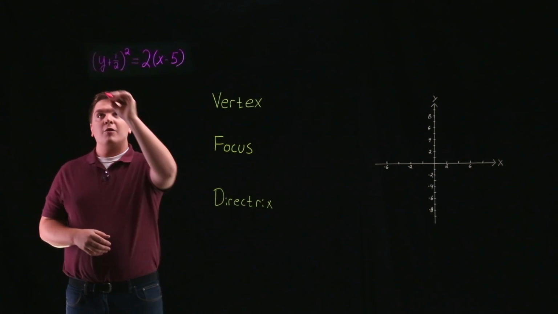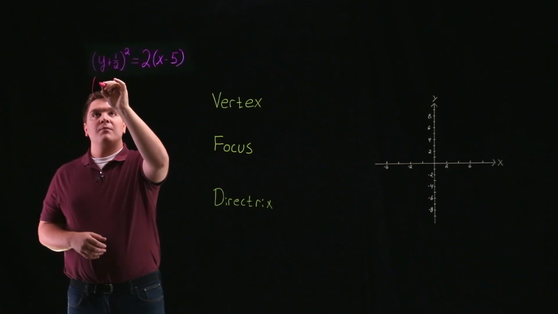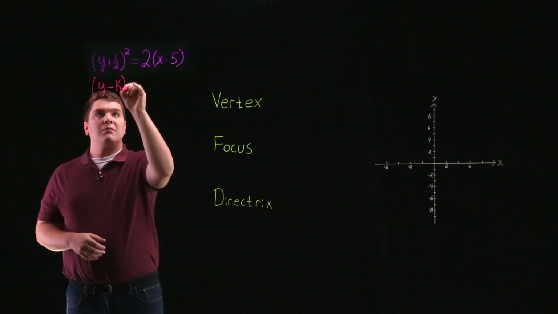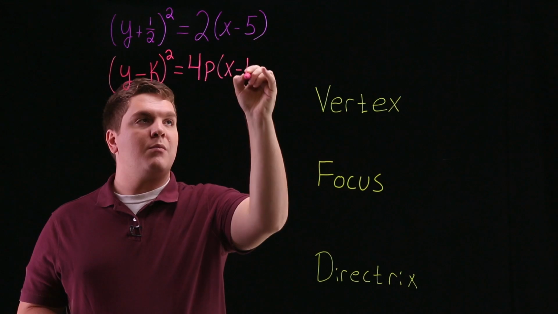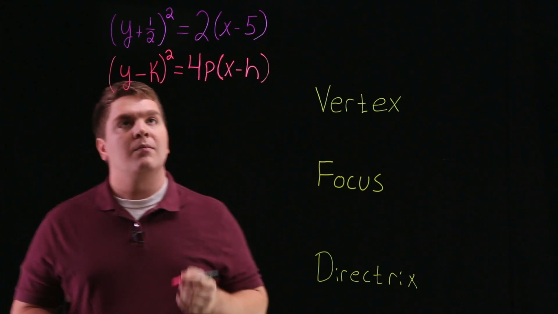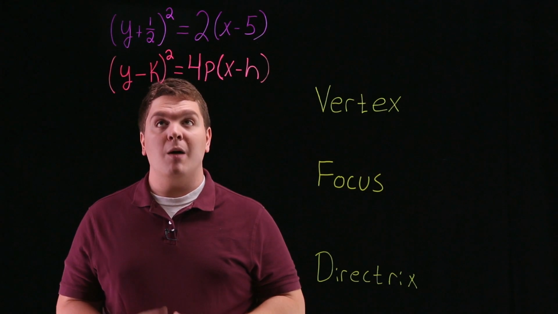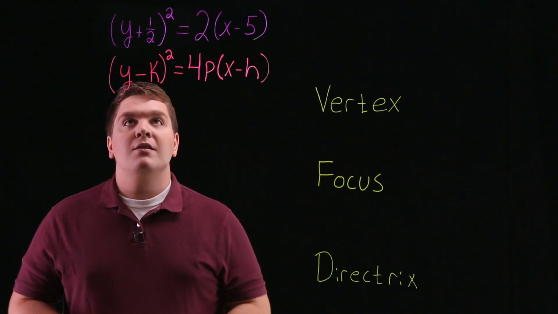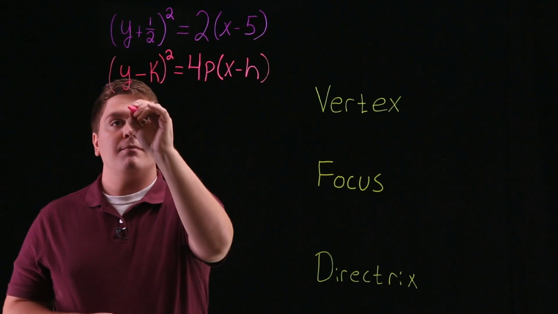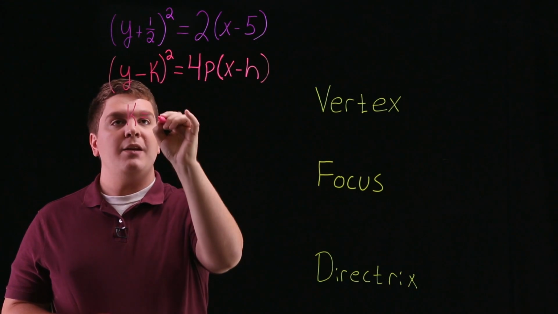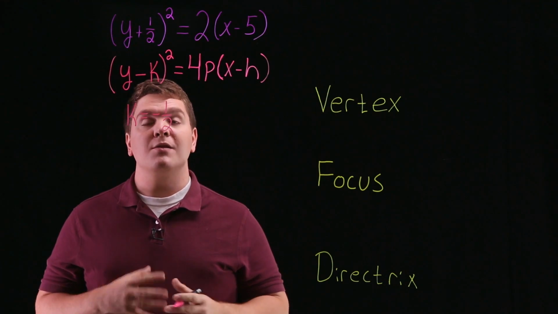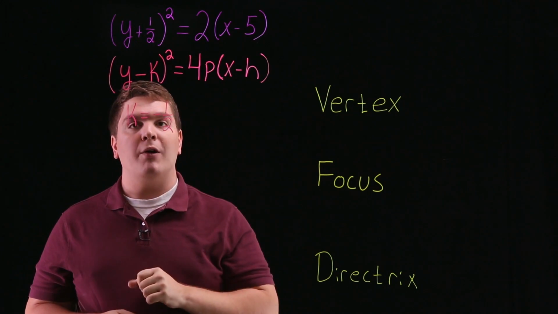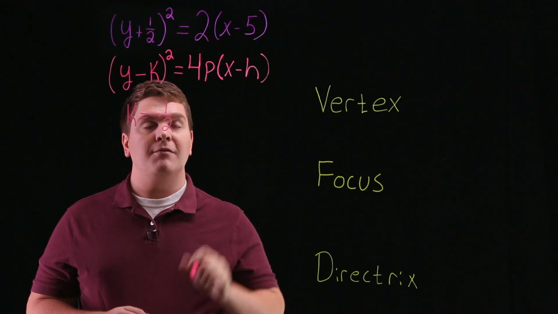Let's recall that the standard form of a parabola in this form is y minus k, quantity squared, is equal to 4p times x minus h. We can grab a couple pieces of information from this right away. The first thing we'll want to see is that k is going to be equal to negative 1/2. I get that by thinking about this plus 1/2 as a minus negative 1/2. That's why this k value is negative.